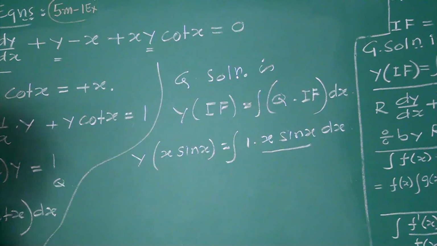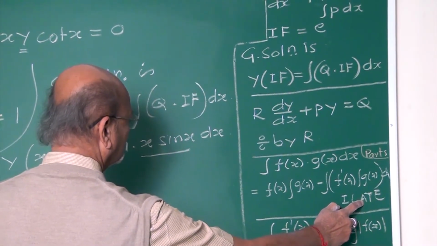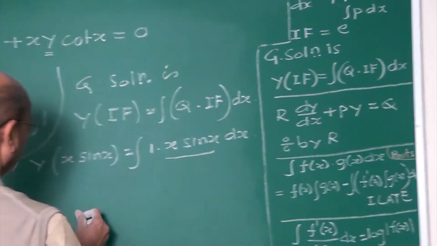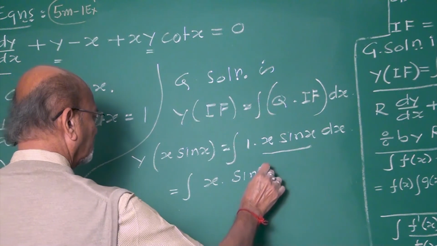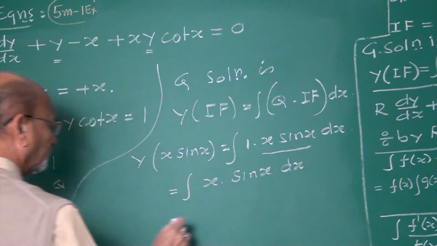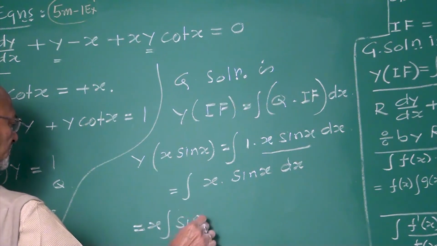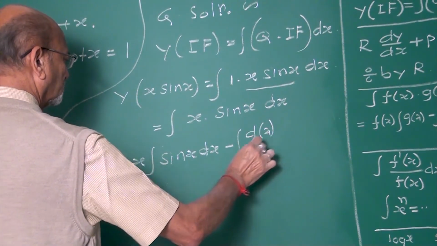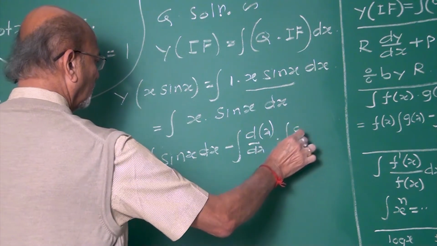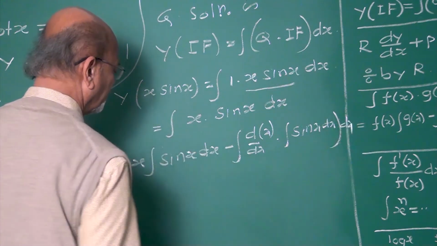Once again, what is this, my friend? Product. I LATE, where it is: Algebraic is first, Trigonometric is next. This is correct. So this is first and this is second. First function as it is, into integral of sin x, minus derivative of x into integral of sin x. This product you must integrate.